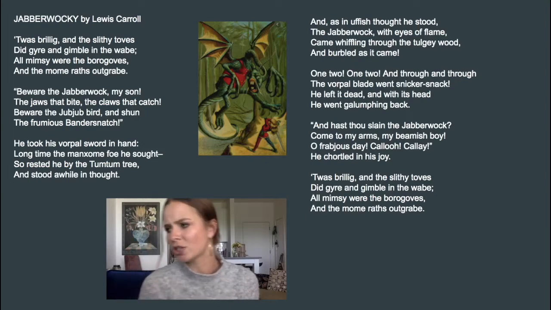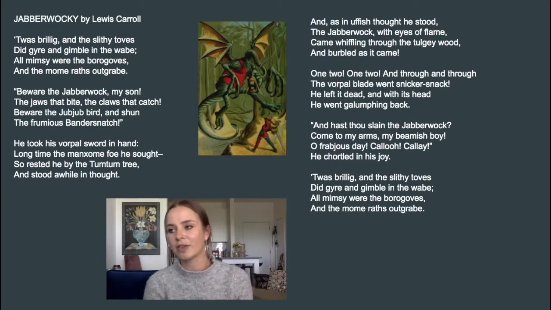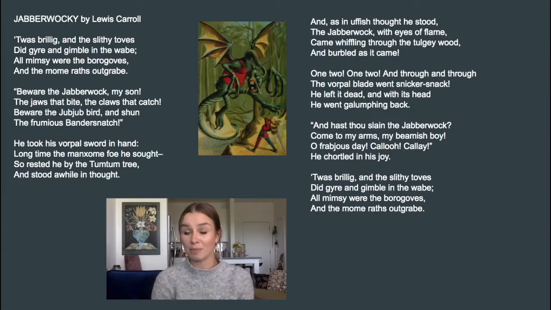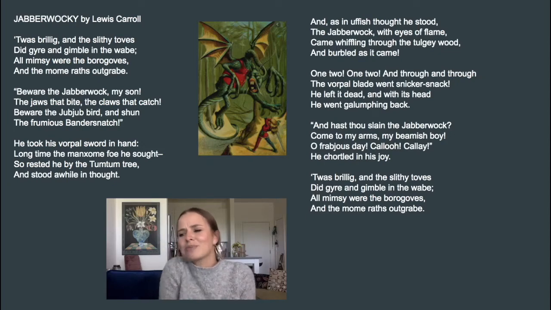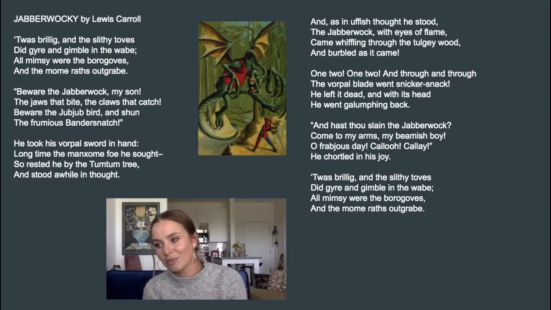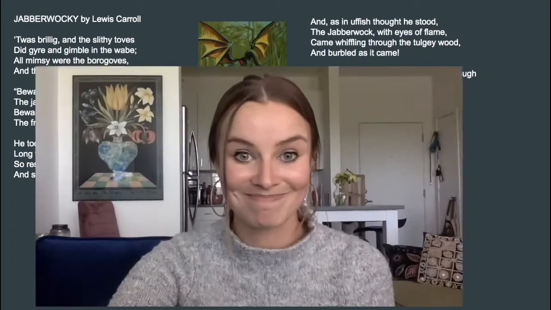And as in uffish thought he stood, the Jabberwock with eyes of flame came whiffling through the tulgey wood, and burbled as it came. One, two, one, two, and through and through the vorpal blade went snicker-snack. He left it dead, and with its head he went galumphing back. And hast thou slain the Jabberwock? Come to my arms, my beamish boy. O frabjous day, callooh, callay, he chortled in his joy. 'Twas brillig, and the slithy toves did gyre and gimble in the wabe. All mimsy were the borogoves, and the mome raths outgrabe.